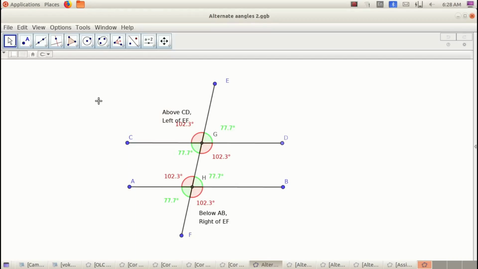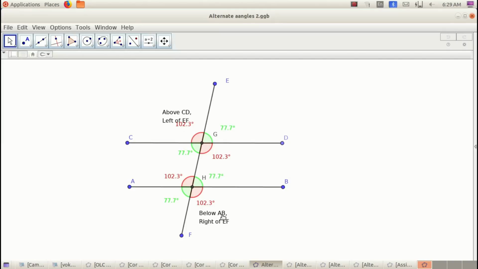Listen here. The same figure. Above CD, left of EF. Then I marked here below AB, right of EF. This means above parallel lines and left side of the crossing line, below parallel line and right side of EF. Above, below. Left, right. We can get the idea very easily. Above, opposite, below, and left, opposite, right.